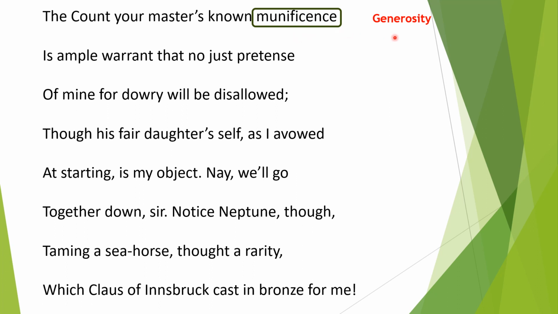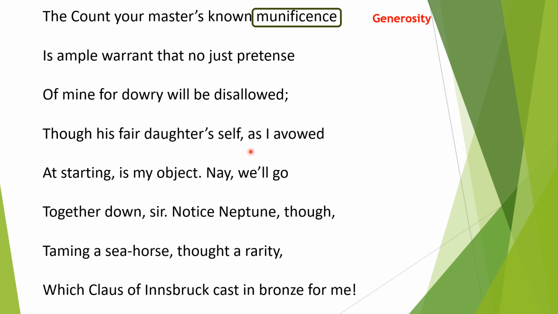He says, your master is very generous. I know he will not say no to me. Okay, it's an ample warrant, means I know already about that. Maybe I'm pretending that I want dowry, and I know that even if I'm pretending, it will not be disallowed. Your master will definitely give me handsome money. That's what he's telling. Means indirectly imposing all the thoughts into that envoy or the representative.